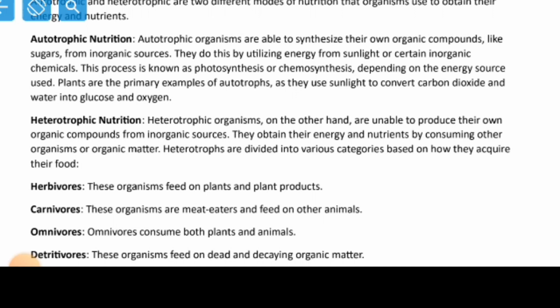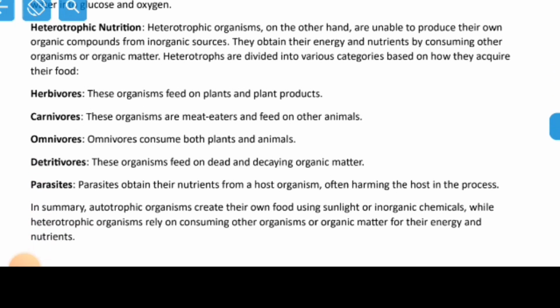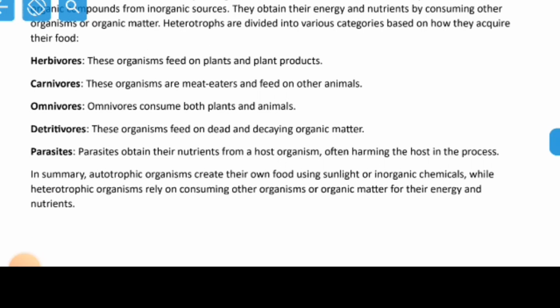And there are different types of heterotrophic organisms, and they have their own different mode of nutrition, or the process of acquiring food. So here we will be learning one by one, right? First of all, we have herbivores. By the word itself, herb, you understand that these are the organisms which feed on plants and plant products, like the goat, the deer, right? All these organisms which feed on plants or plant products are known as herbivores.